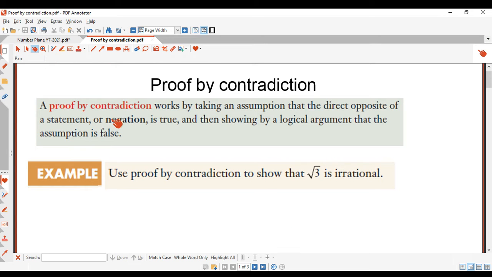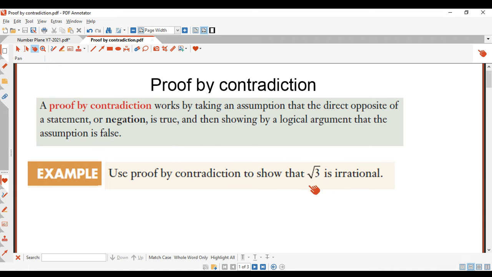Now, proof by contradiction works by taking an assumption that the direct opposite of a statement, or negation, is true, and then showing by a logical argument that the assumption is false. Now, this is one of my favorite methods of proof, and this paragraph will make sense when we do an example. So here I've got to prove that root 3 is irrational by contradiction.